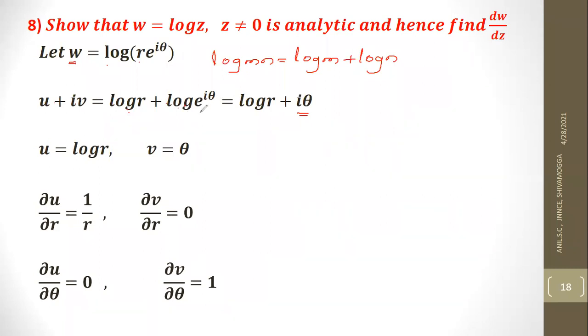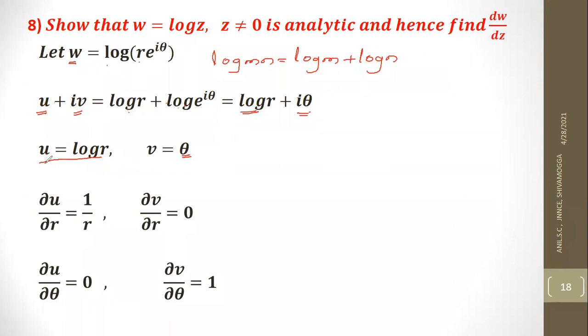Now, separate real and imaginary parts. What is the real part here on the left hand side? It's u. And the real part on the right hand side is log r. So u is equal to log r. And here the imaginary part is v and here the imaginary part is theta. Now find the partial derivatives corresponding to these two functions. u is equal to log r and v is equal to theta.